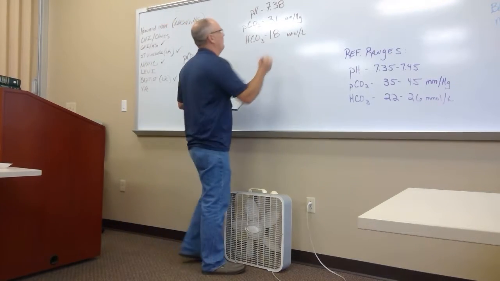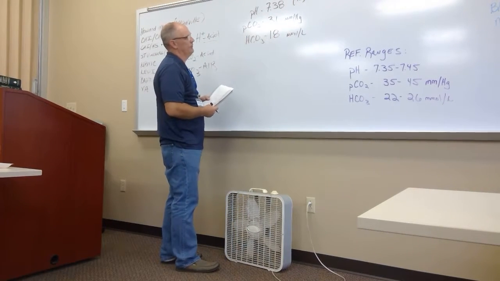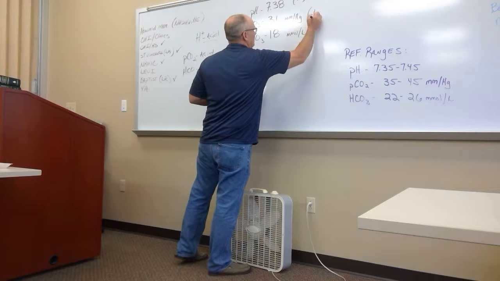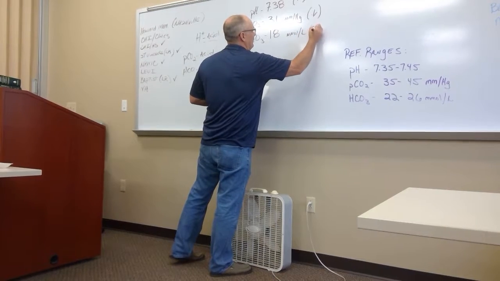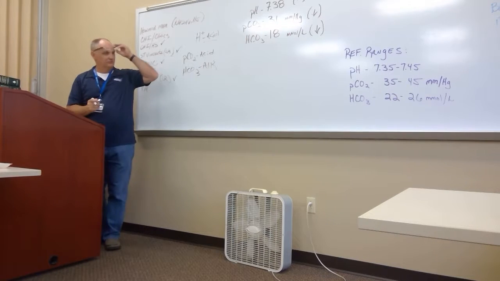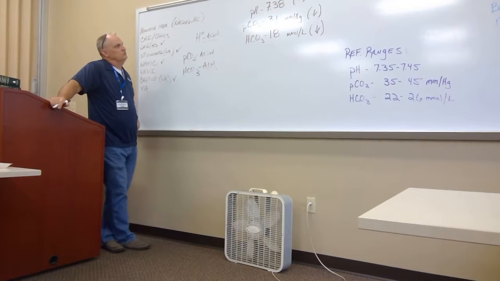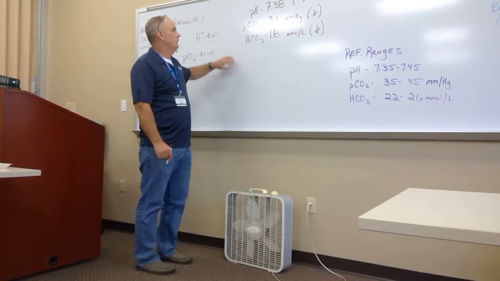Alright, so we know this is normal, right? 31 for the PCO2 is what? Low. 18 for the HCO3? Low. How do you say that? Respiratory alkalosis with compensated... Alkalosis is compensated. Metabolic alkalosis.